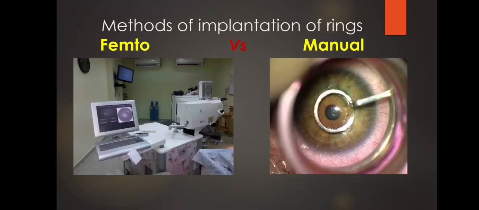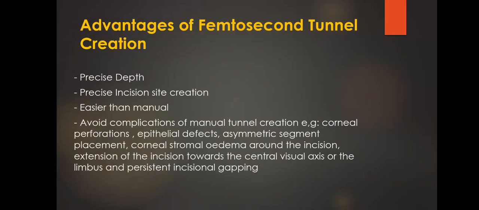Methods of implantation of rings, whether by femtosecond laser tunnel creation or by manual tunnel creation. Advantages of femtosecond tunnel creation: it produces precise depths, precise incision site creation, and is easier than manual, which is still a difficult technique. It avoids complications of manual tunnel creation like corneal perforation, epithelial defect, asymmetric ring segment placement, stromal edema around the incision, and extension of the incision toward the visual axis.